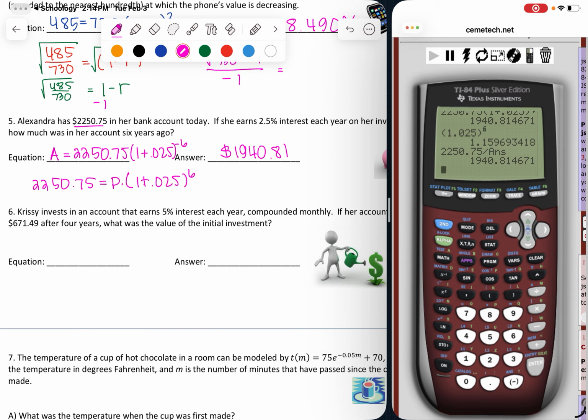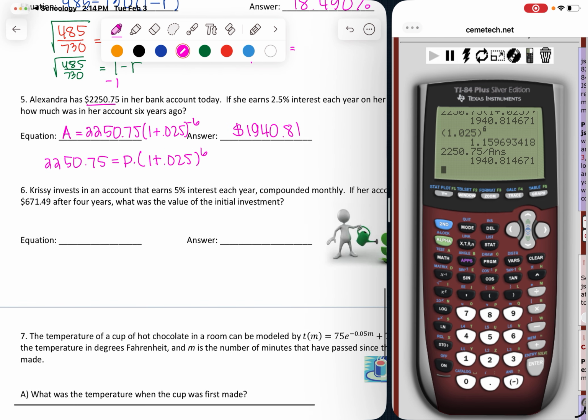All right, next one. Chrissy invests in an account that earns 5% interest rate each year, compounded monthly. If her account has $671.49 after 4 years, what was the initial value of the investment? So we could do it just like the last one, right? So we could say we're looking for the initial investment. She now has $671.49.